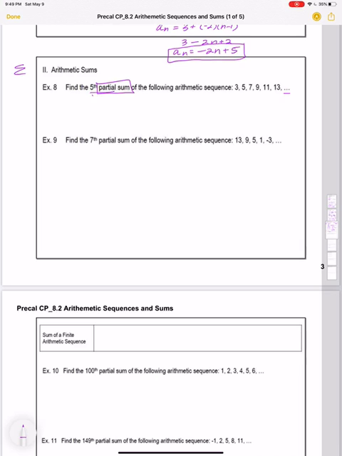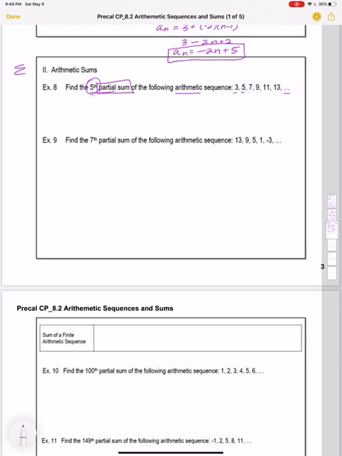They didn't give us all of the numbers. If they had given us all the numbers and we were going to add them all up, then that'd be a finite sum. But if we are asked to add up a certain number of them, that's a partial sum because it's part of the sequence. So when we're just adding up parts of it instead of the whole sequence, it's a partial sum. Remember, arithmetic means that the difference between them is all the same. So fifth means we're just going to add the first five.